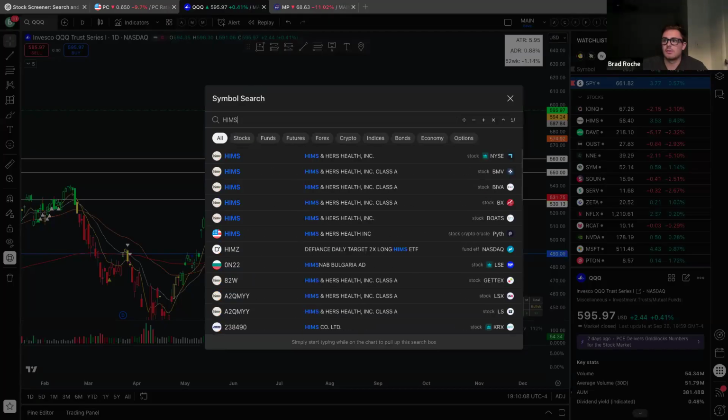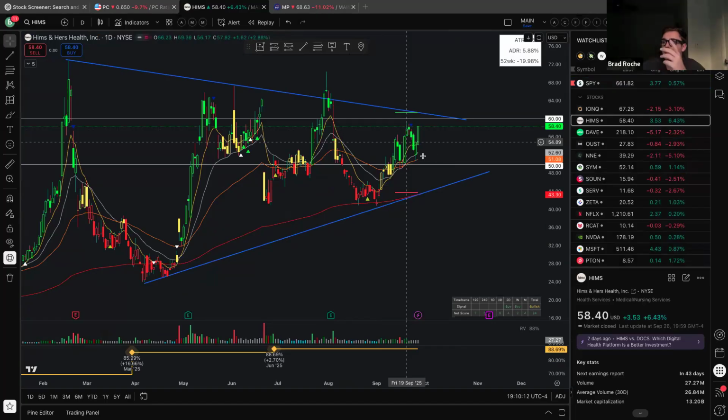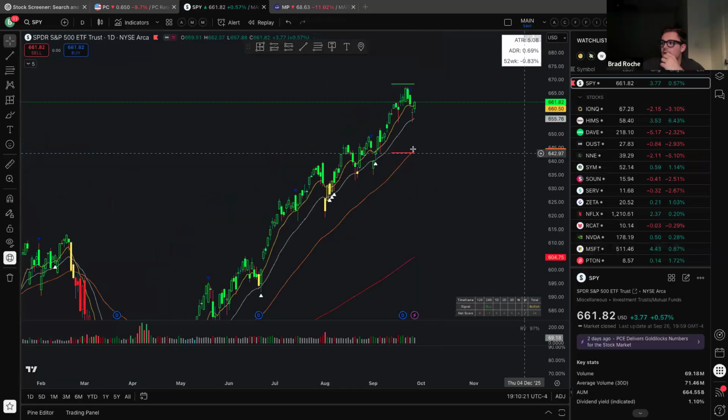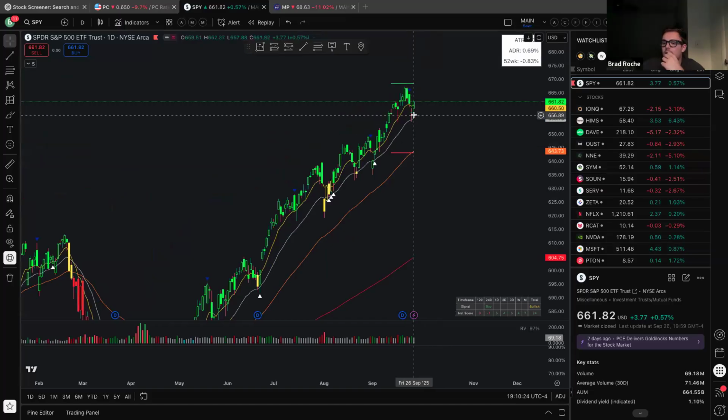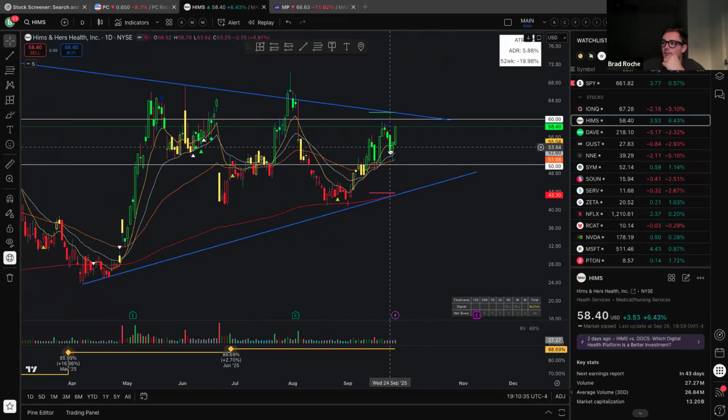So the first one is HIMS. This one showed really great relative strength between Thursday and Friday. If we go look at SPY on Thursday and Friday, SPY had a red day and was down 0.5%. And then we had a green day, but HIMS had a significantly green day, like 6.5%, right? It was one of the leaders on Friday.